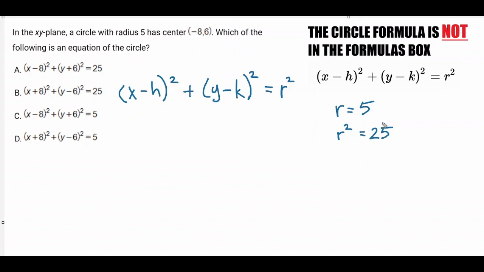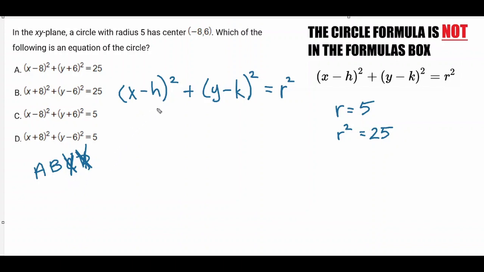So if you just know that r squared is on the right side of this nasty looking formula, you know that r squared in this case is 25. You can write down the answer choices and you can cross off anything that doesn't have r squared as 25. So what can you cross out? Well, C has 5 and so does D. So if all you know is that r squared is on the right side of this formula, you can get it down to a 50-50 shot.